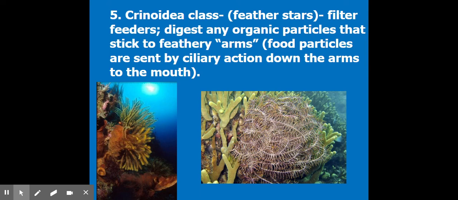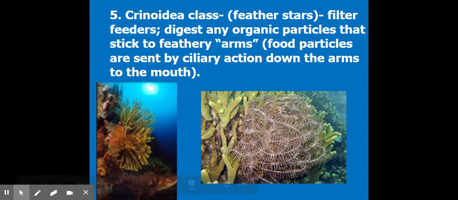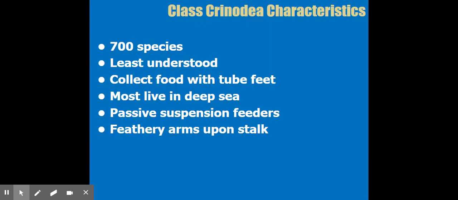They're filter feeders. They're going to digest any organic particles that stick to these feathery arms that they have. They look a lot like a lot of other things, so they're kind of hard to distinguish, probably another reason why we don't know so much about them. They use ciliary action, like little projections, to pass this food down to their mouth. There are about 700 species, probably more, least understood, found in the deep sea, resembling a lot of other organisms, so maybe a little more difficult to identify.